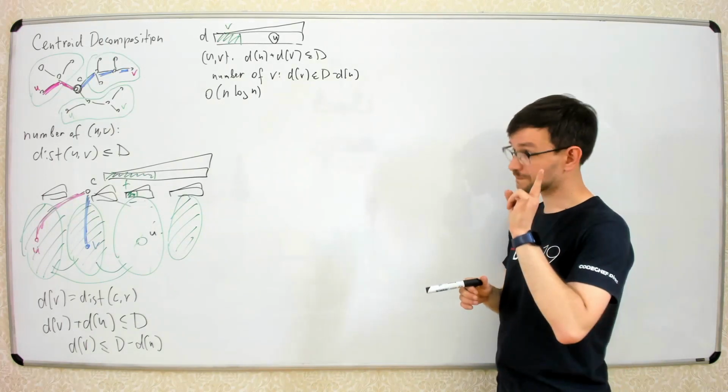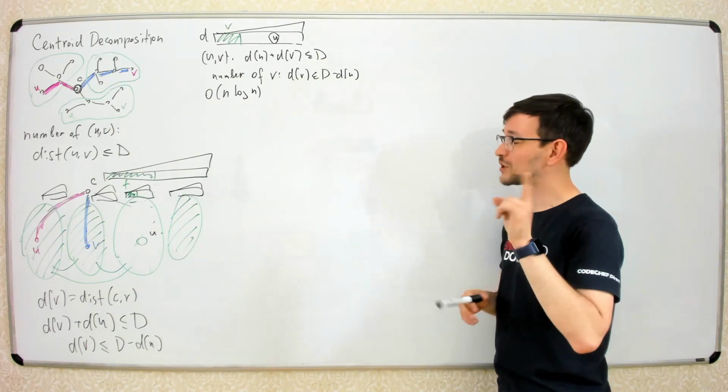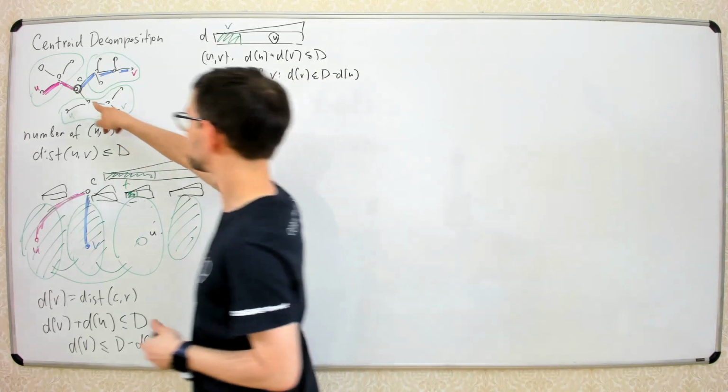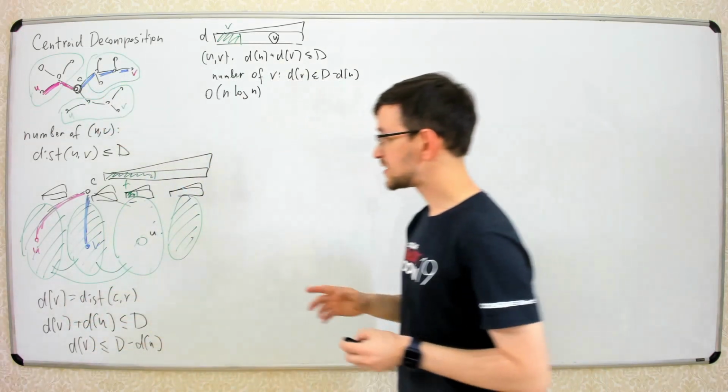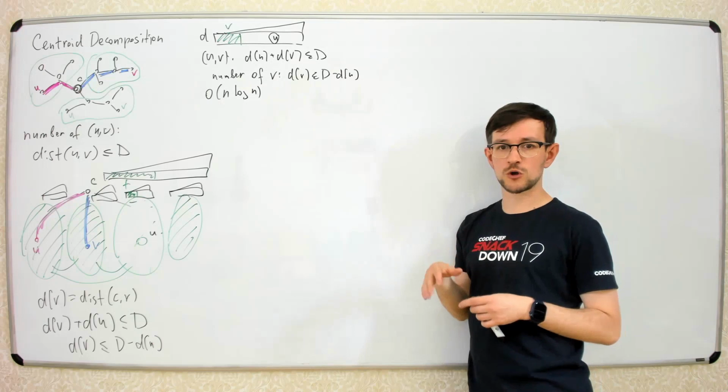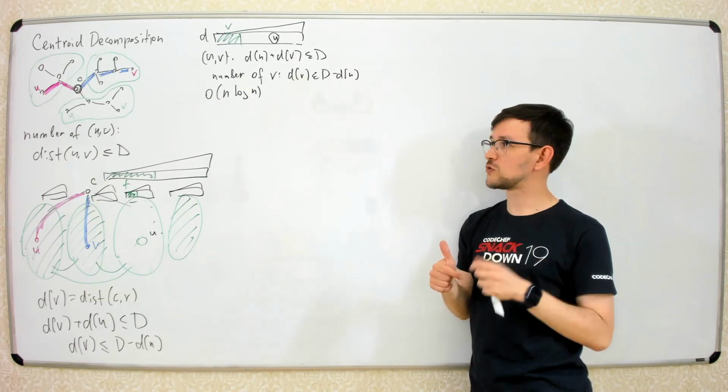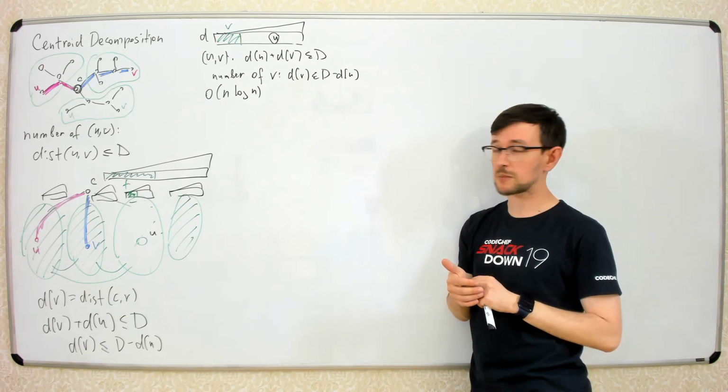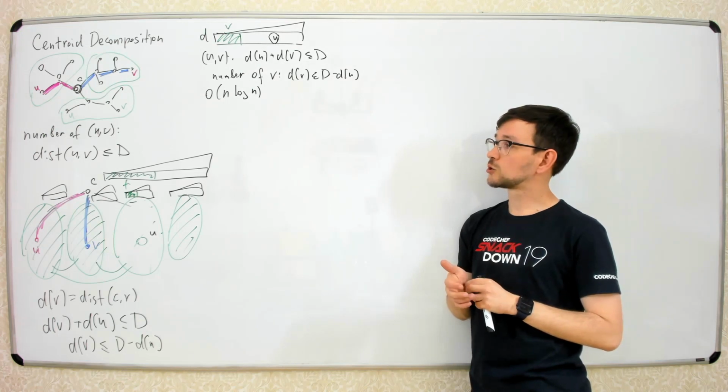First, the important thing is how to choose this node C. The time complexity depends on how good your node C is, because if you pick the wrong node, you may have a wrong time complexity. So how to pick a good node?